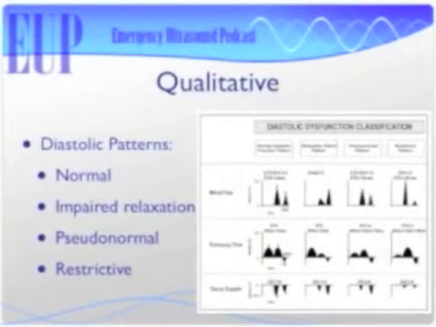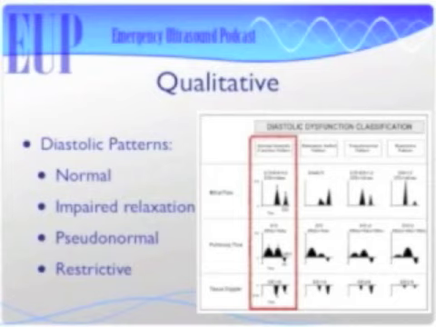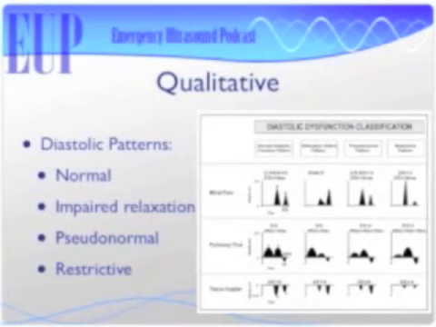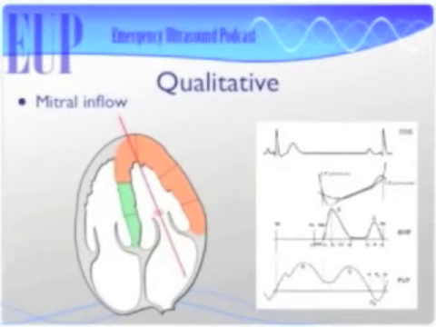There are also qualitative ways to evaluate diastolic dysfunction, and there are these 4 patterns that are talked about. Those patterns are normal, impaired relaxation, pseudonormal, and restrictive. Normal being good, restrictive being very bad, and in between being the spectrum, right? So we'll talk a little bit about how to place patients into these different patterns here in just a minute. So first, talking about mitral inflow.